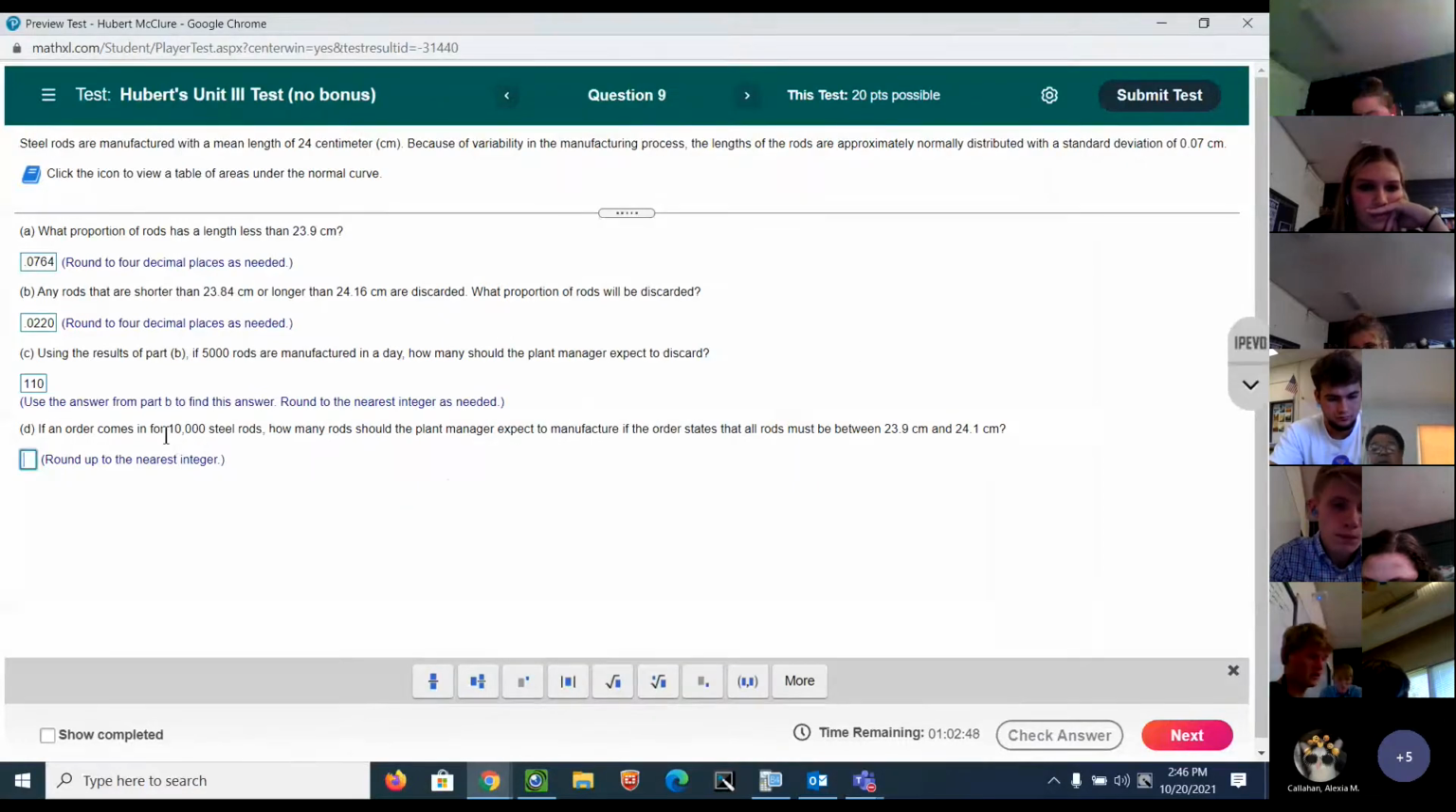Now, this question right here, you got to think. It says, if an order comes in for 10,000 steel rods, how many rods should the plant manager expect to manufacture if the order states that all rods are between 23.9 and 24.1? So in other words, every one of those 10,000 rods has to be between 23.9 and 24.1.